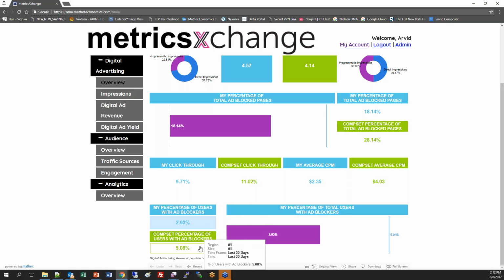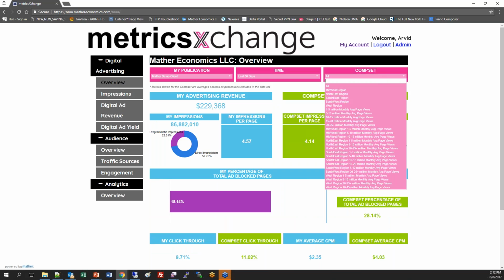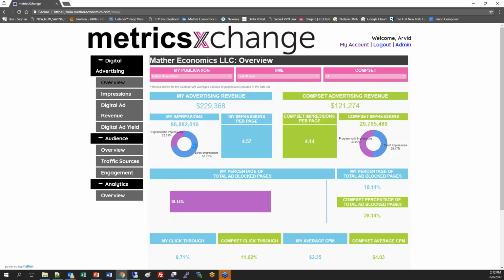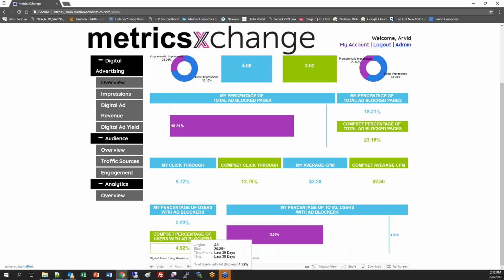However, I see that my comp set is actually about 5%, which is, I think, about in line with what we've seen from other sources as well that measure ad blocking. About 5% of users on a given website, especially a newspaper website, are blocking ads. Again, if I'm a larger publisher, let me compare myself against that, and I can see how I compare against the 25 million and up category. I can see I'm still doing pretty well. They're just under 5%, so I'm doing pretty well there.